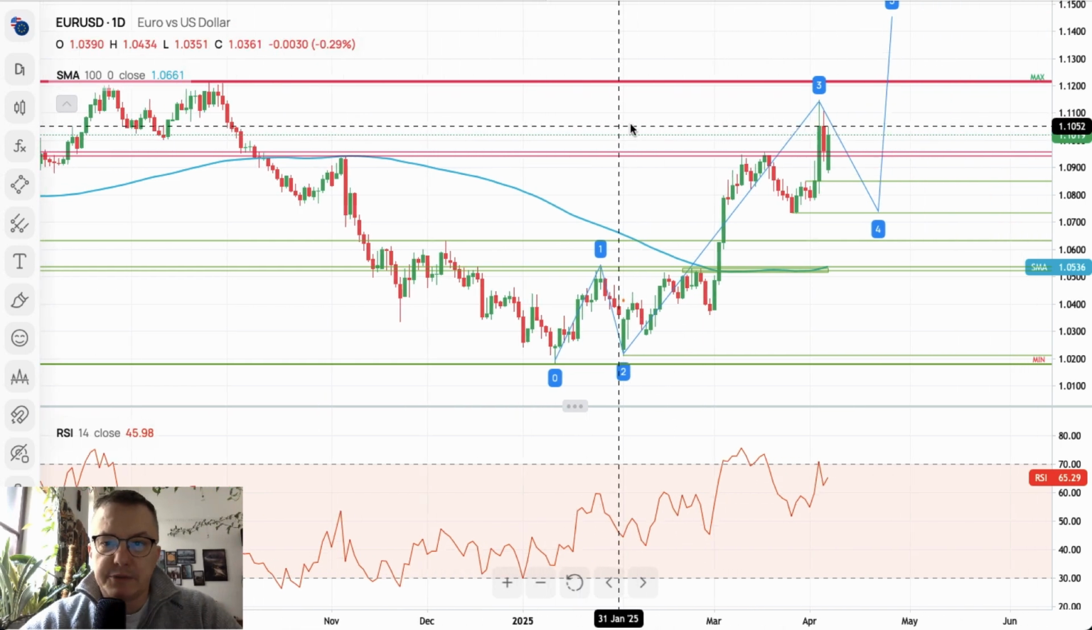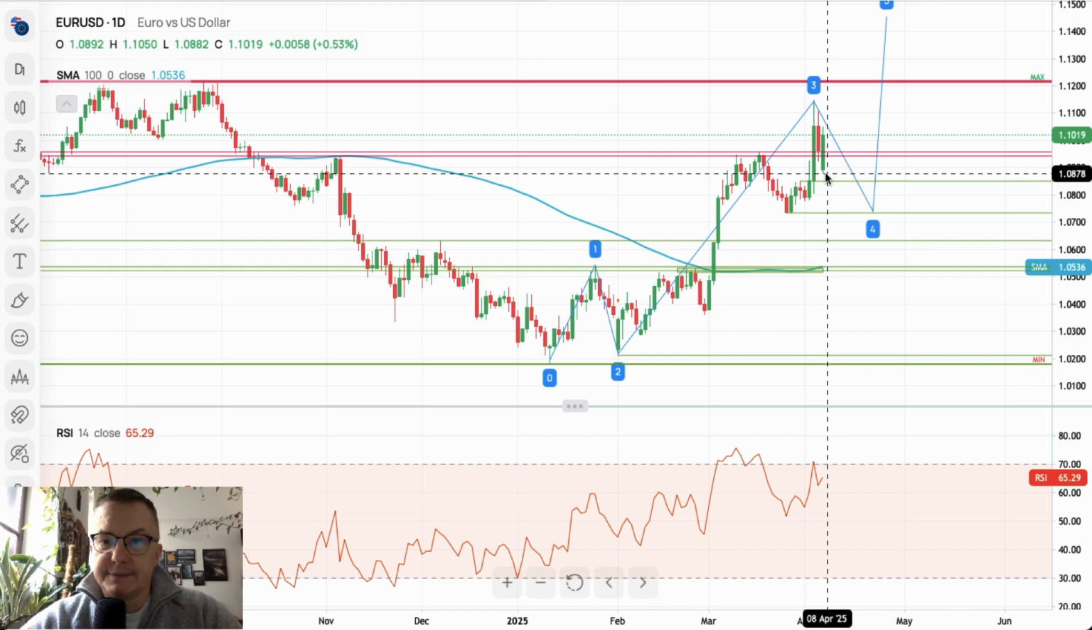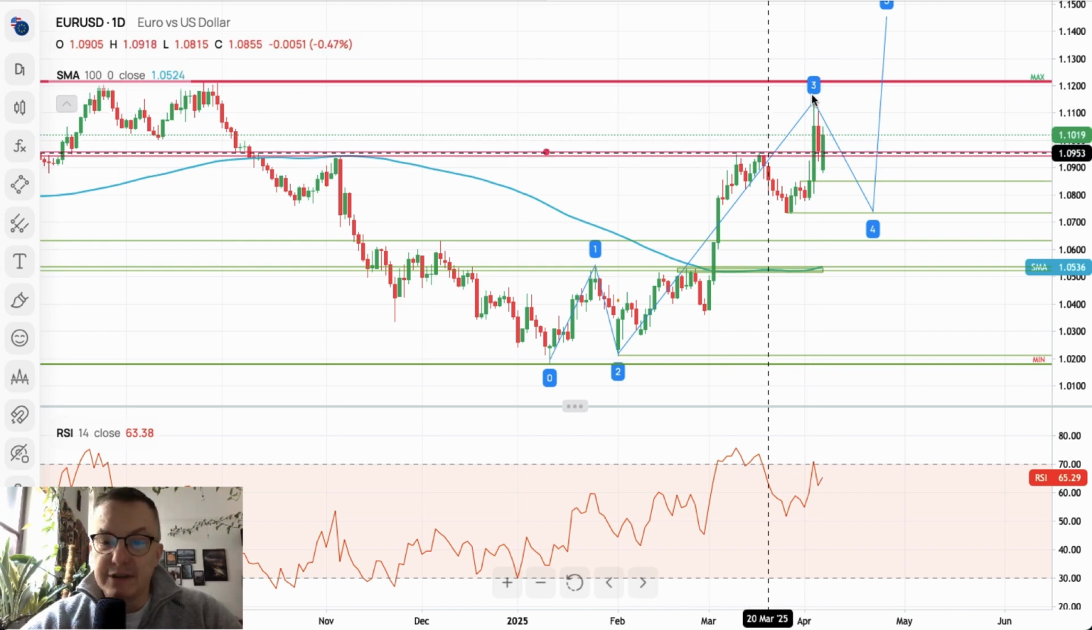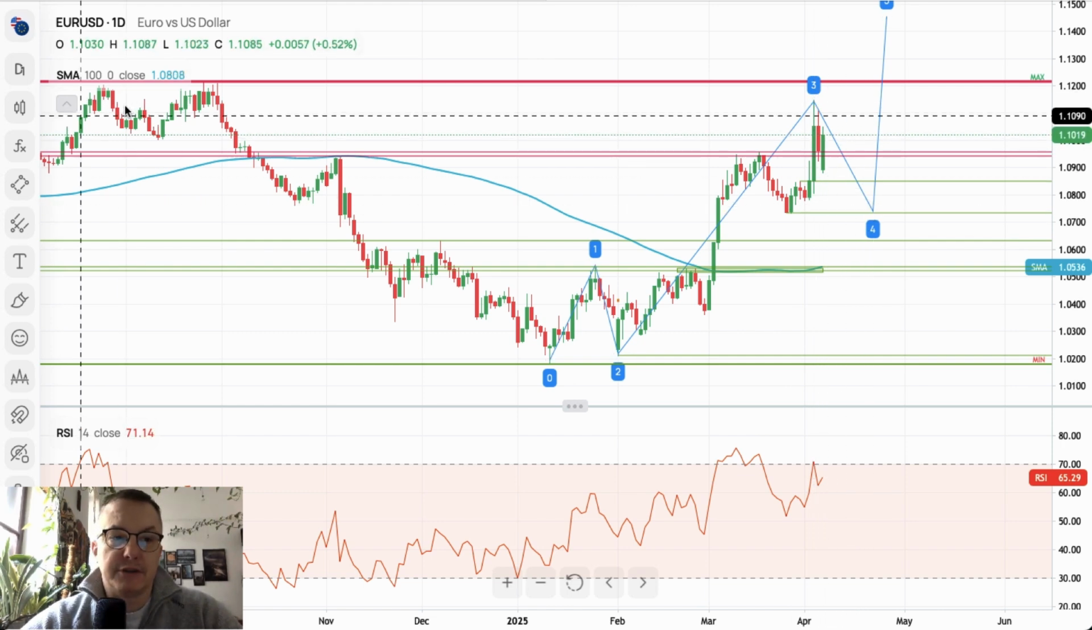Euro dollar daily time frame chart is showing us a very nice spike up to the target of the wave 3, 1.1147 and then the spike down to 1.0882. So the wave 3 is now done. It has been completed apparently, and now we are doing the correction in wave 4.